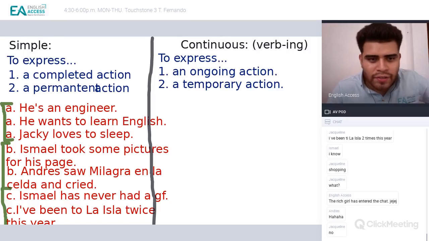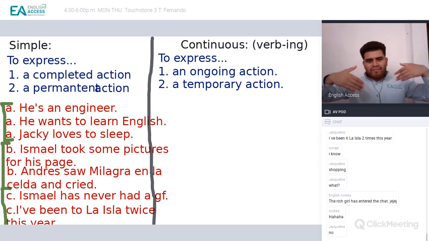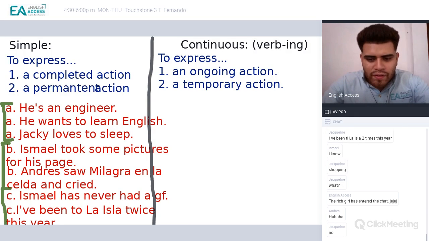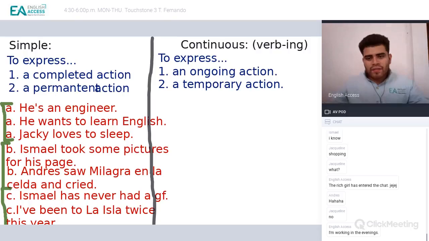So let's continue. What is something you have been doing every night? Every night. For example, I'm working in the evening. That is something I've been doing lately. Working in the evenings.